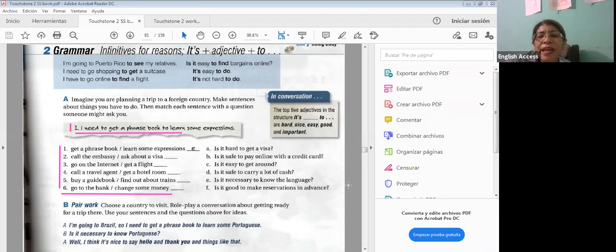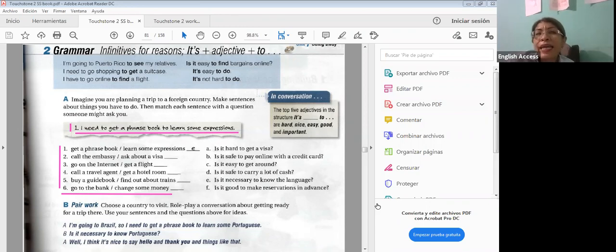Okay, this is Patty. I'm sorry, I'm answering Patty's question. Safe with F, safe. You say the pronunciation: safe. Just like that. Tell me two examples, Fernanda. We have a part that says in conversation, and we have the adjectives: it's hard to, it's nice to, it's easy, it's good, it's important to. Just tell me two examples one more time.